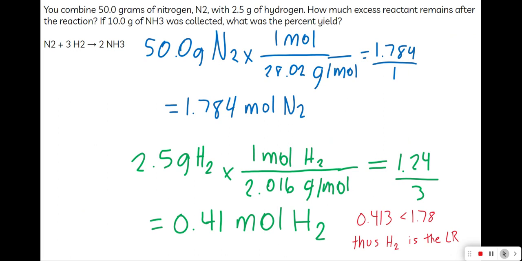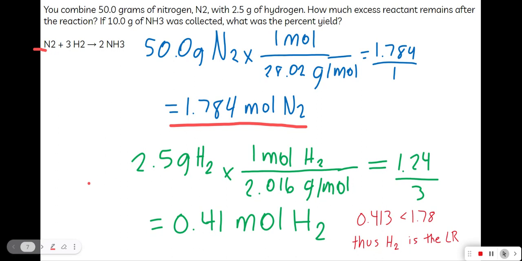And that gets you 1.784. Now if we look right here, N2, we have no coefficient, so there's one N2. There is only one N2, so we divide by 1 and we get our number.